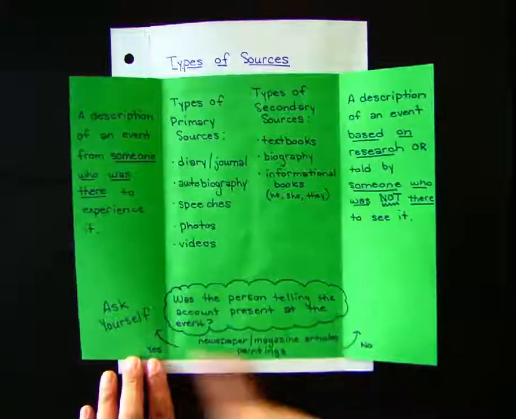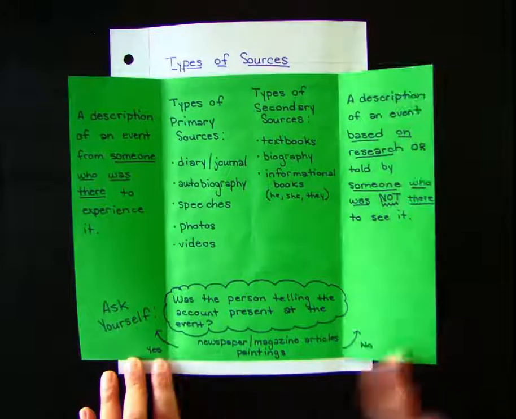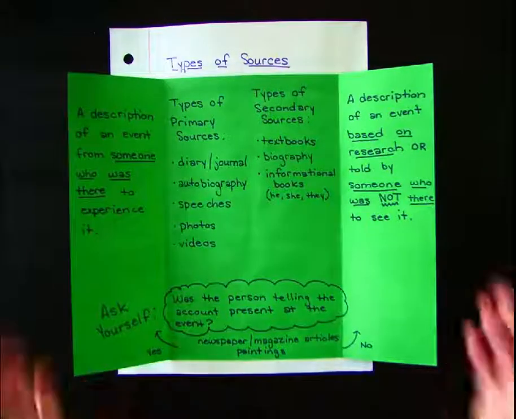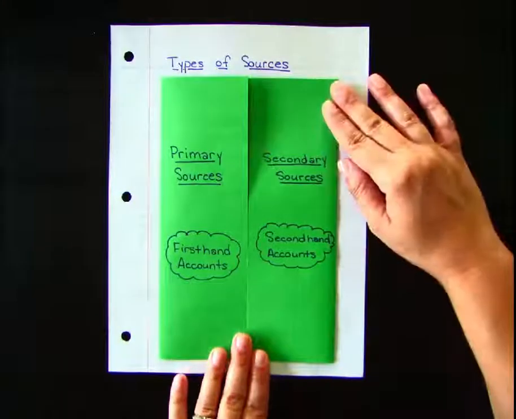Okay, so keep in mind some types of sources can fall into either primary or secondary. So don't forget this bottom part because that's very helpful in trying to figure out if a source is primary or secondary. Okay, so that's how you will finish up your types of sources foldable today.